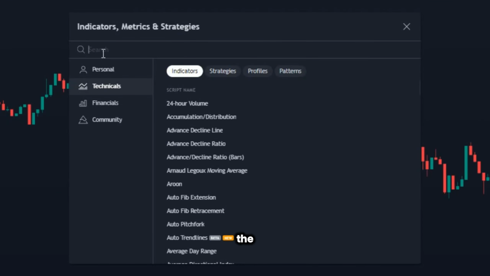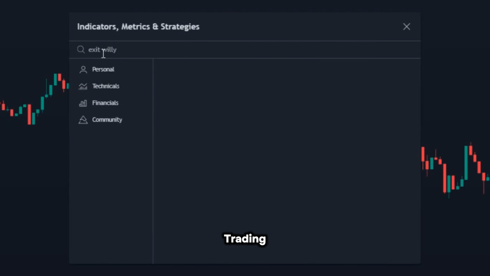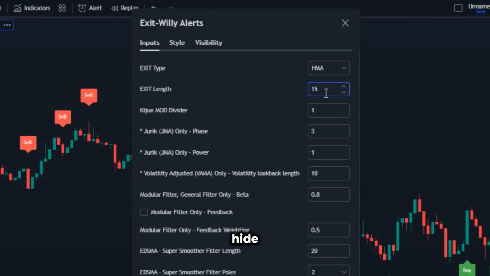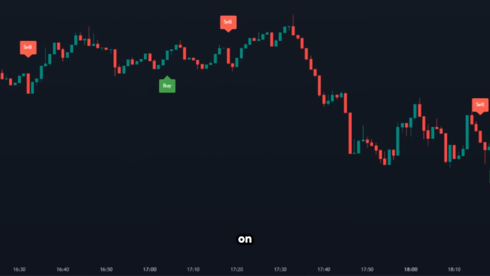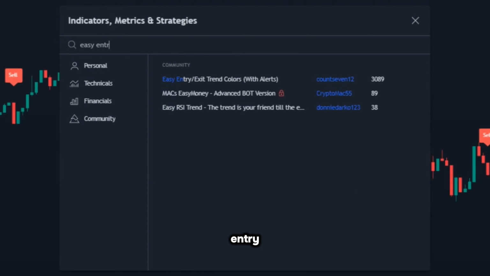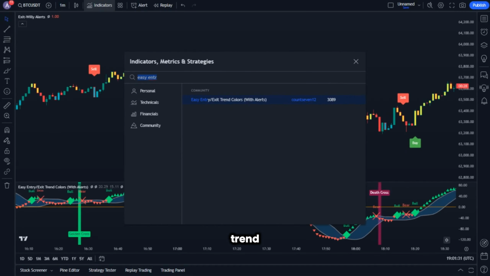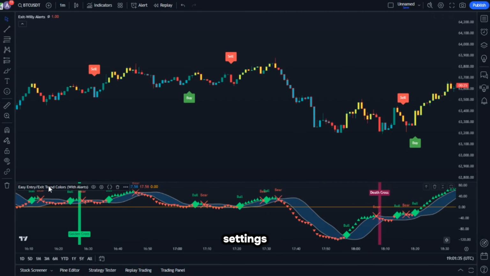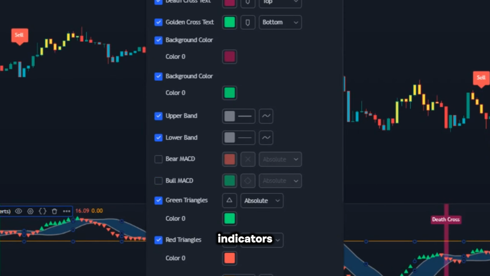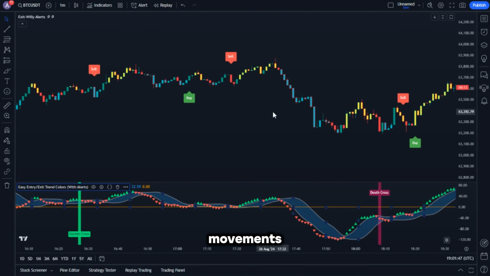Search for the Exit Willie Alerts indicator in TradingView's search box. Once identified, we should adjust the settings to hide certain options, thereby streamlining our view and concentrating on the most relevant elements. Apply another indicator, Easy Entry Exit Trend. Next, we will modify the settings to optimize performance. These adjustments enhance the indicator's responsiveness to short-term price movements, making it ideal for our 1-minute chart.